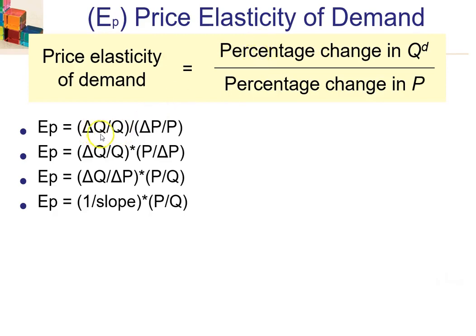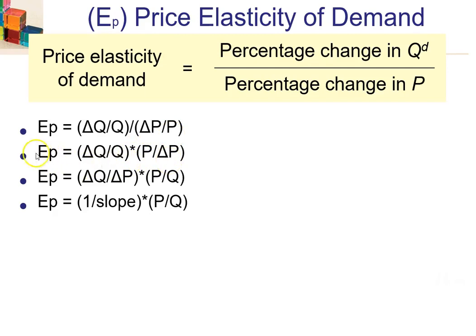You have the change in Q over Q, which represents the percent change in quantity demanded, divided by change in P over P, which is the percent change in price. So the first step is, instead of having this as a division, we multiply these two expressions by simply inverting this expression, the change in P over P. So this becomes multiplied by P over change in P.